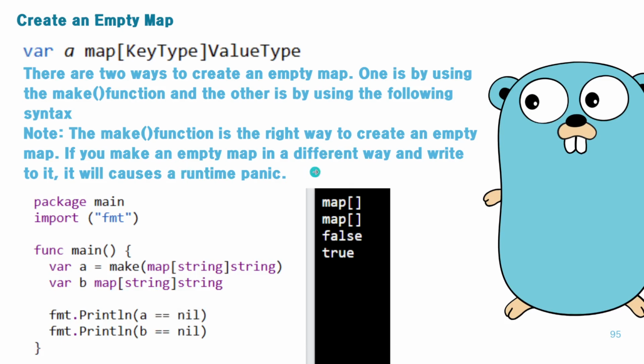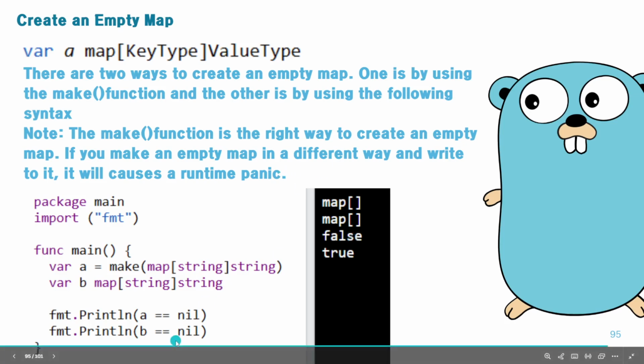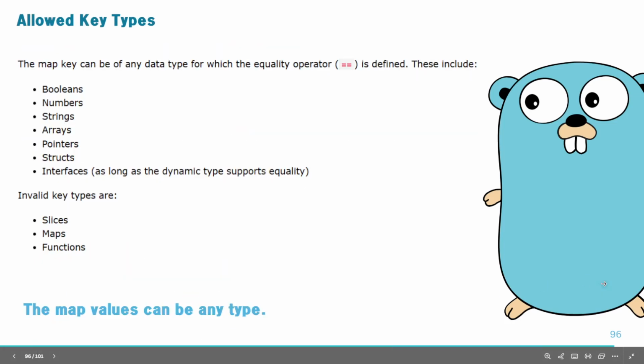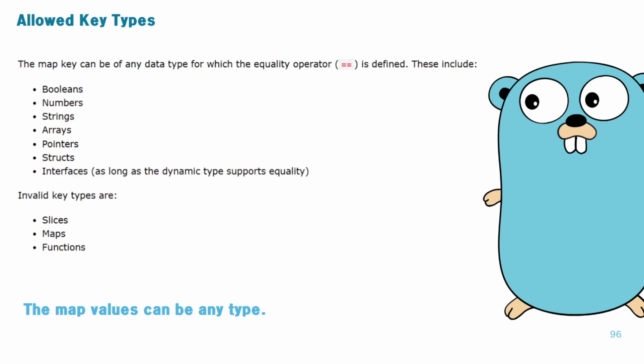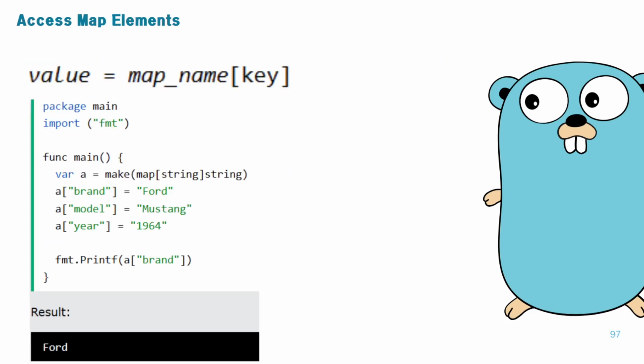If you make an empty map in the other way and write to it, it will cause a runtime panic, as we will be trying to do an operation on something that is nil, not initialized. Allowed key types in maps are boolean, number, string, arrays, pointers, structs, and interfaces, as long as the dynamic types support equality. Invalid key types are slices, maps, and functions. The map values can be of any type. So there is a restriction on the type of key in a map, but there is no restriction on the type of values.